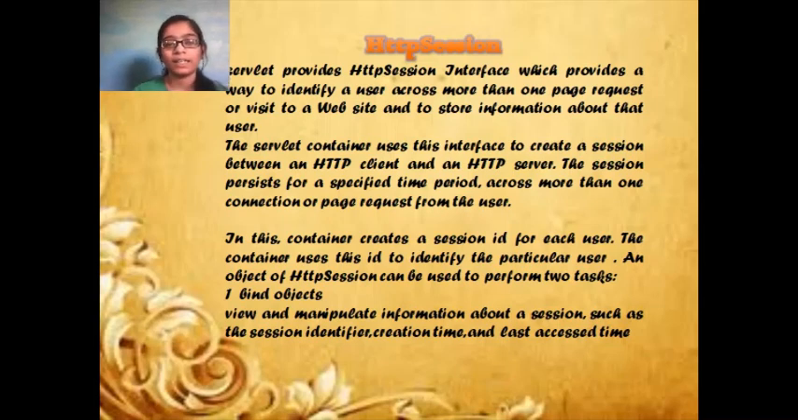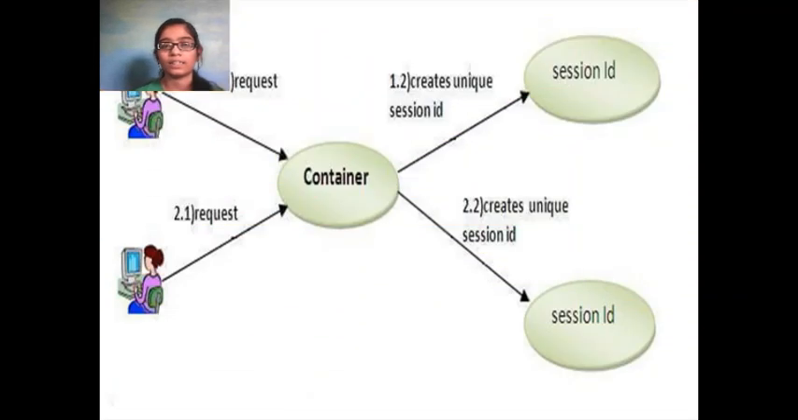In this, the container creates a session ID for each user. The container uses this ID to identify the particular user. An object of HttpSession can be used to perform two tasks. First, bind objects. Second, view and manipulate information about the session, such as the session identifier, creation time and last access time. In the diagram, you can see there are two users sending requests to a container, and for each user a unique session ID is created.